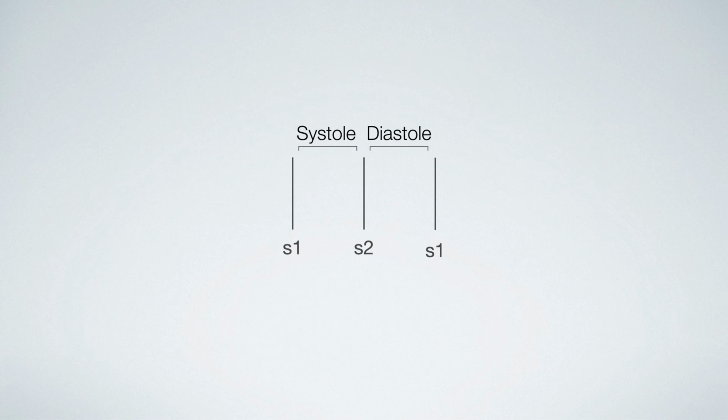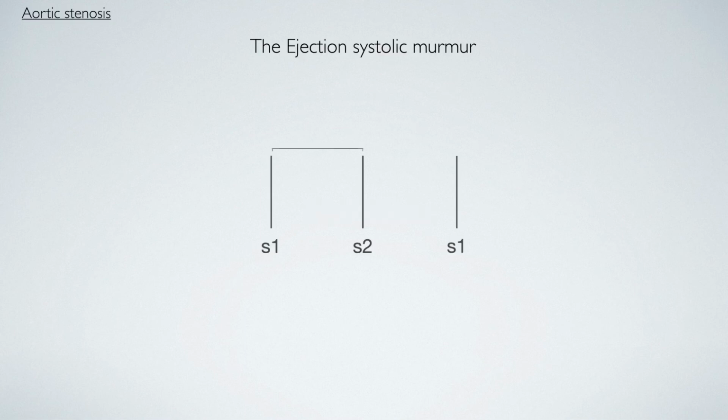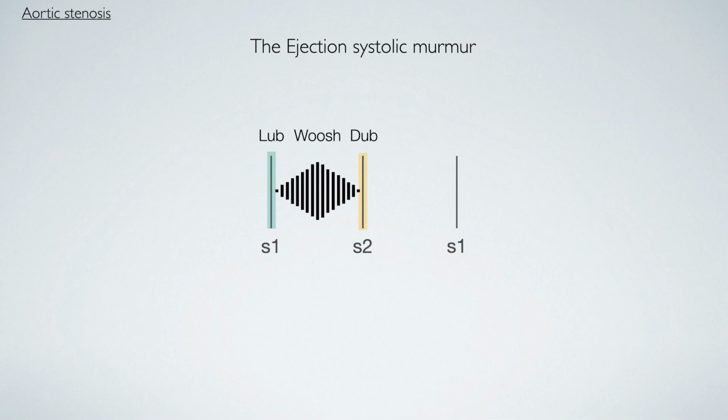So let's get down to business now and start by looking at systolic murmurs. Our first systolic murmur is aortic stenosis. Aortic stenosis typically produces what's known as an ejection systolic murmur. This is a murmur that occurs during systole and is represented by a crescendo-decrescendo sound wave. One strategy for recognizing and remembering this murmur is using the schema lub whoosh dup. We'll now add in the murmur and heart sounds so you can fully appreciate this.